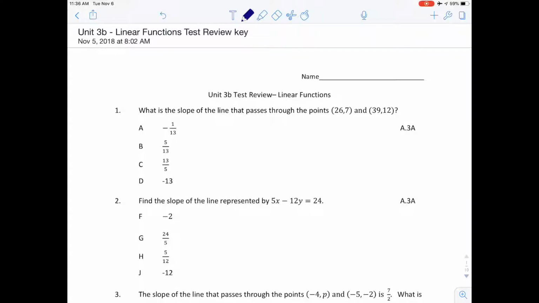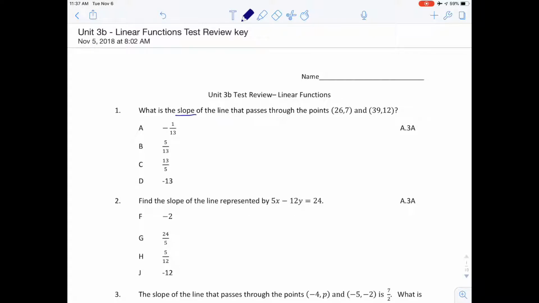Alright, so we're going to be doing the test review here. So follow along, make sure you understand the process of what's happening, and I'm going to show you some tips and tricks along the way. Alright, so the first one, we want to know the slope of the line that goes through 2 points.